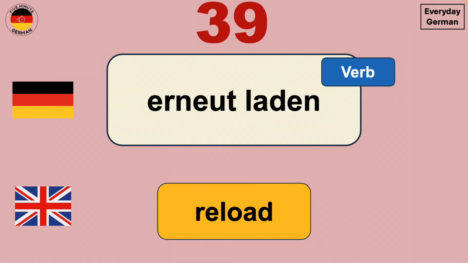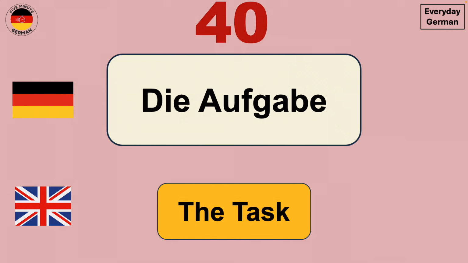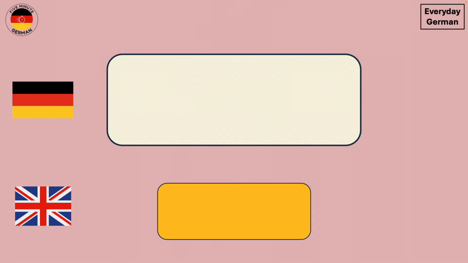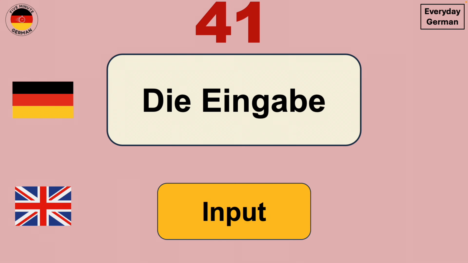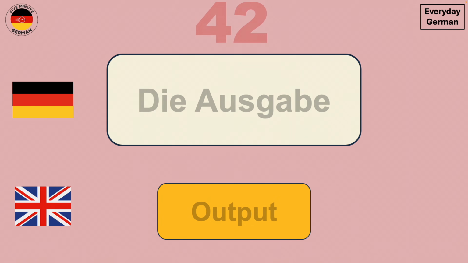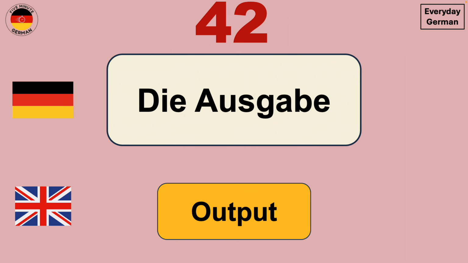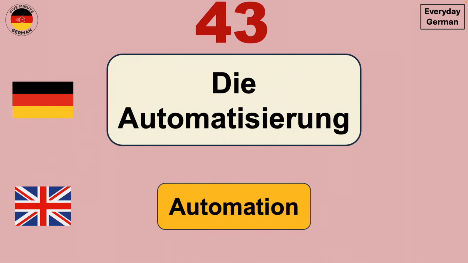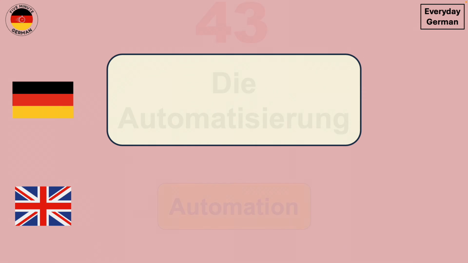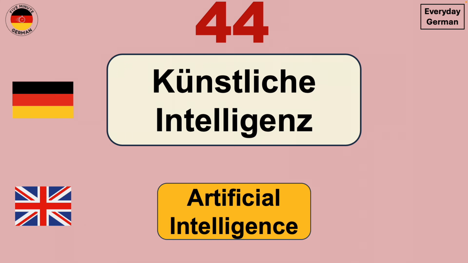Erneut laden. And something that you get from your boss is die Aufgabe, which is the task. Die Aufgabe. After that, we have die Eingabe, which is input. Die Eingabe. And the opposite for Eingabe is die Ausgabe, which is output. Die Ausgabe. After that, we have die Automatisierung, which means automation, which you can do with your software. Die Automatisierung.